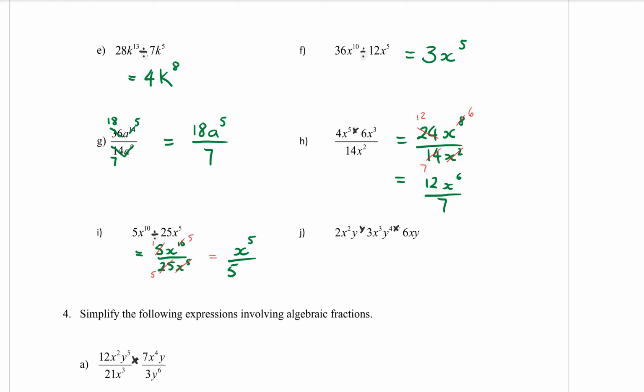J, they're all multiplications there. So I can multiply all the numbers out the front. 2 times 3 times 6. 2 times 3 is 6 times another 6 makes 36. Now there's 2 different bases here in the letters. I have the x's and I have the y's. Do them separately. So I'm going to start with the x's.